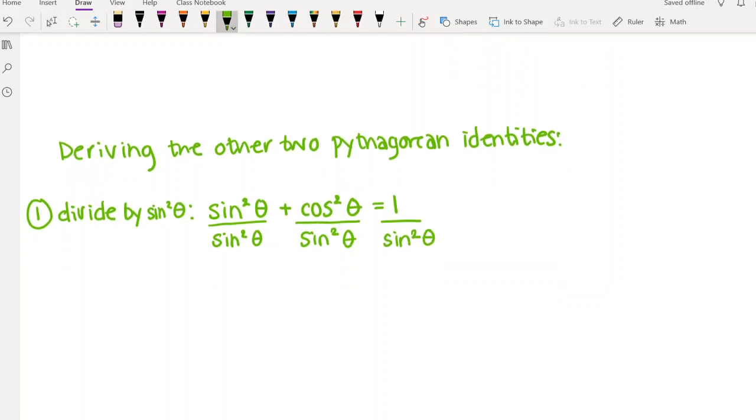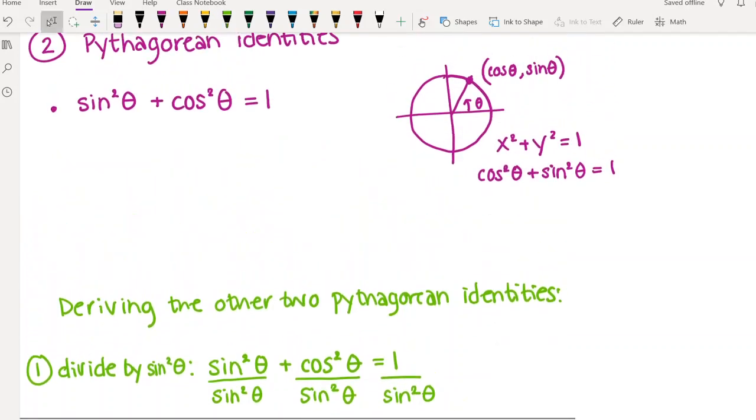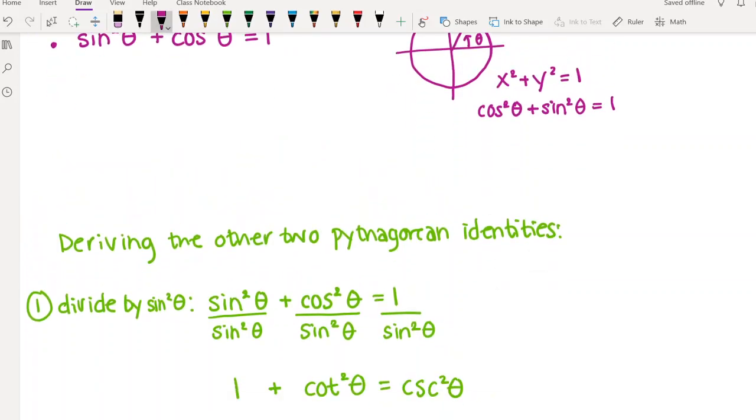if we then simplify everything, what is sine squared over sine squared? That is 1. What is cosine squared of theta over sine squared of theta? Well, cosine over sine is cotangent, so this is going to be cotangent squared of theta. And then what is 1 over sine squared? Well, we know that 1 over sine is cosecant, so 1 over sine squared is going to be cosecant squared of theta. So we can add that to our list up here: 1 plus cotangent squared of theta is equal to cosecant squared of theta.